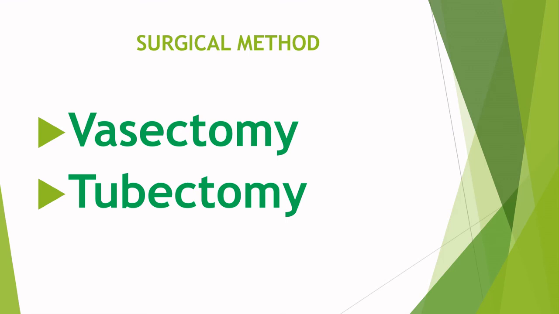The last one is the surgical methods. These are also referred to as sterilization and can be done in both male and female partners. Surgical intervention blocks gamete transport and thereby prevents conception. Sterilization in males is called vasectomy and in females it is called tubectomy. In vasectomy, a small part of the vas deferens is tied up through a small incision on the scrotum. In tubectomy, a small part of the fallopian tube is removed or tied up through a small incision in the abdomen or through the vagina.